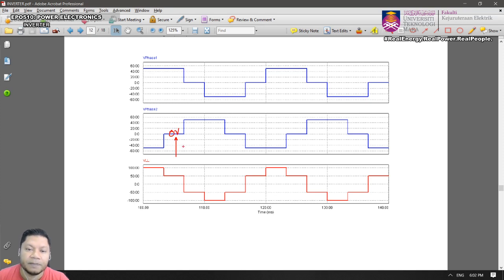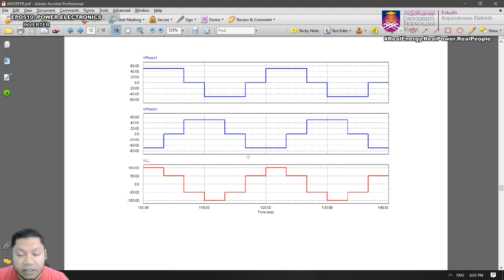Zero voltage, and we still have 50 volts for phase 1. And of course, if you observe phase 3, there will be a negative 50 volts across phase 3, but it is not displayed here. So you only have phase 1 and phase 2, and therefore for this region you have 50 minus 0, so that's why you also have 50 volts here during that point. Okay, and you can study the rest of the cycles.